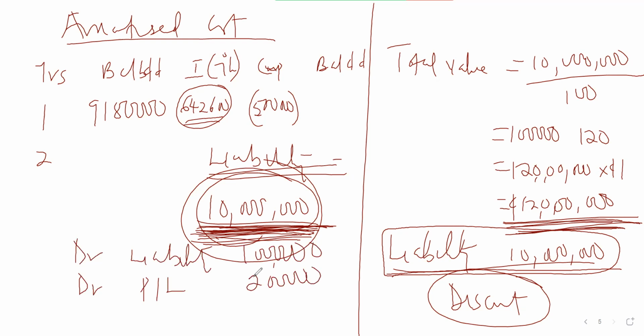Then you credit your equity with 12 million. So this will be 2 million. So this is how we do it.